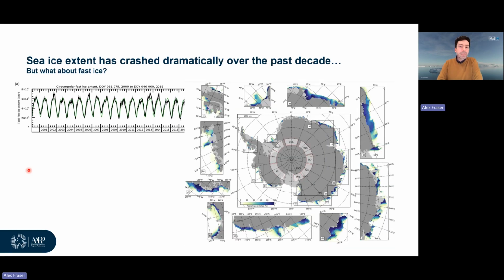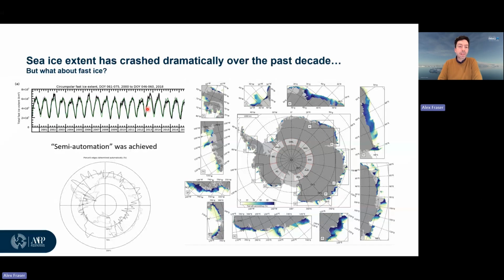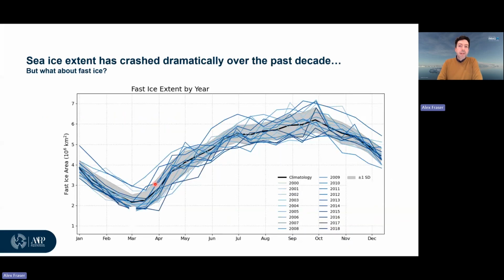We did this recently. It was a huge mapping exercise, and we were able to map Antarctic fast ice, but it took about 5 years to map 18 years of fast ice. So this is not sustainable in the long term, and we need a much better way of automating than the semi-automation that we were able to do using visible and thermal infrared imagery. Also, fast ice has crashed dramatically as well, not just sea ice. Fast ice is now half as much in the summertime as it was even 10 years ago. So this is a really urgent problem.